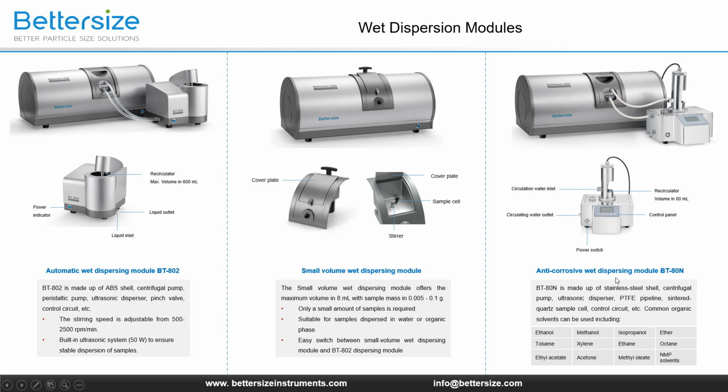The anti-corrosive wet dispersing module BT80N is designed for particle size measurements with organic solvents as the medium. It is suitable for common organic solvents such as ethanol, methanol, isopropanol, ether, etc.